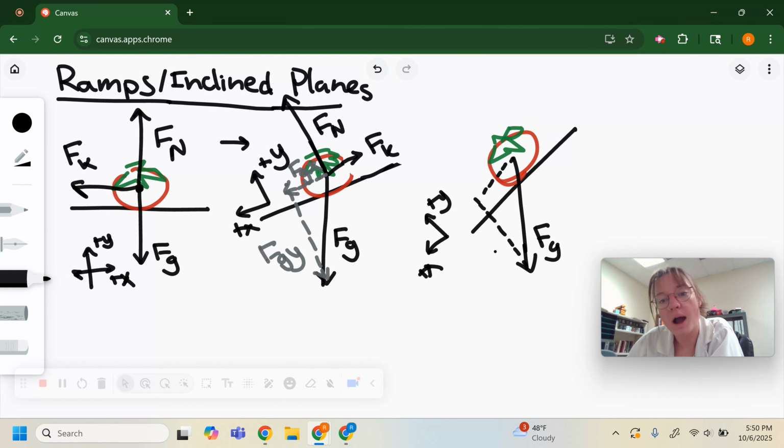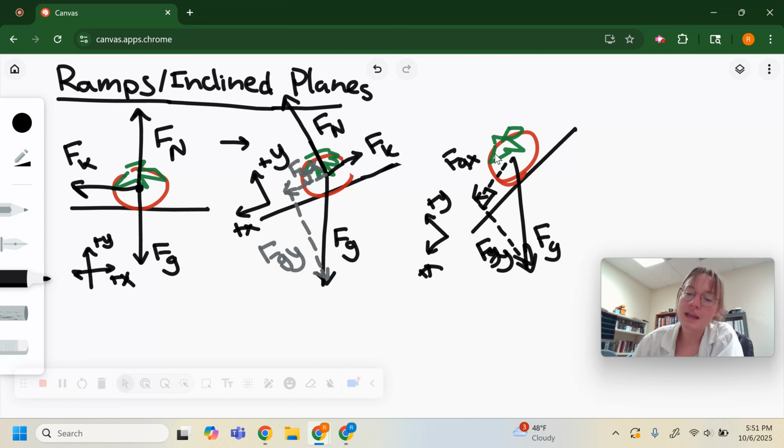The y component of the weight should be nice and perpendicular to this ramp here. Do you see how the y component of the weight is perpendicular to the ramp? And the x component of Fg and the y component of Fgy should make a very nice 90-degree angle right here. So that's how I know that I did it right. We'll label this as Fgx. We'll label this as Fgy. Now, wow, except that I can't write G apparently.